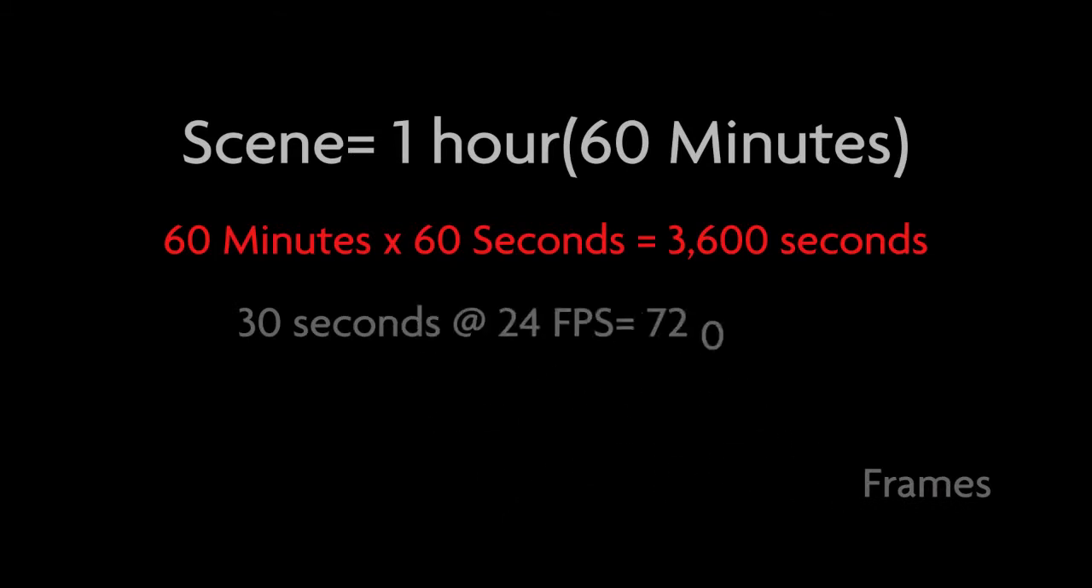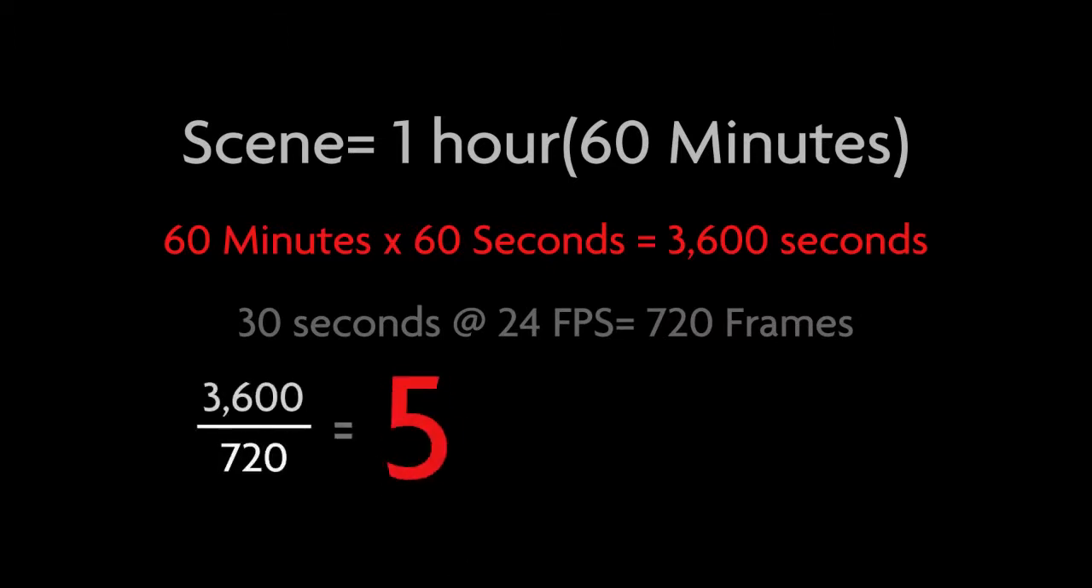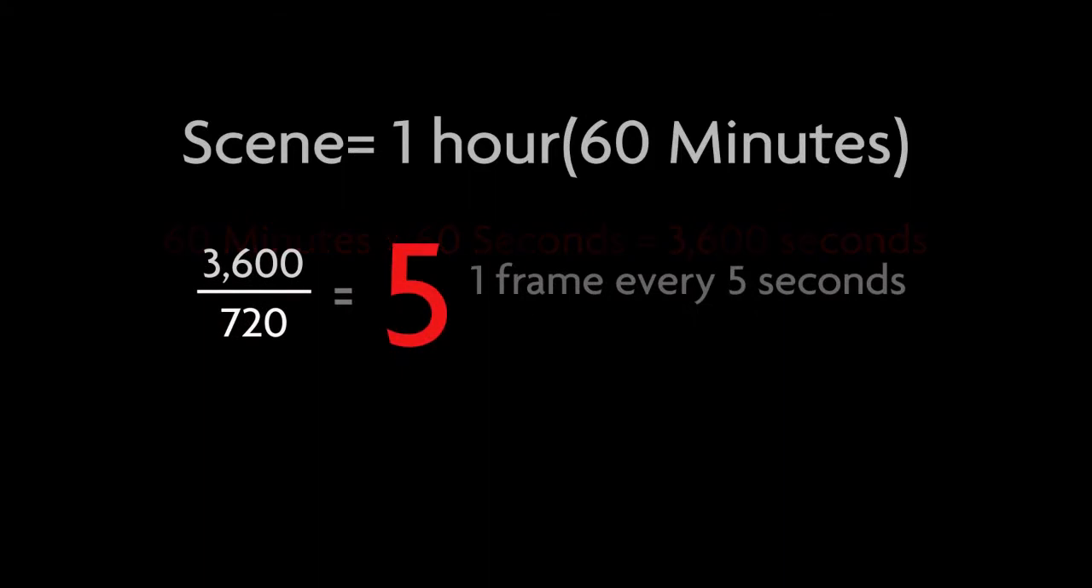Let's say the scene plays out in real time over 1 hour. An hour is 60 minutes times 60 seconds for each minute, so you have 3,600 seconds in an hour. We'd like that event to be condensed to 30 seconds. 30 seconds at 24 frames per second equals 720 frames. Divide 3,600 by 720 and you get 5. That means you need to shoot a picture every 5 seconds for the total hour of the event to play back in 30 seconds at 24 frames per second.